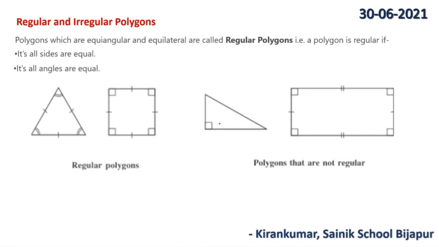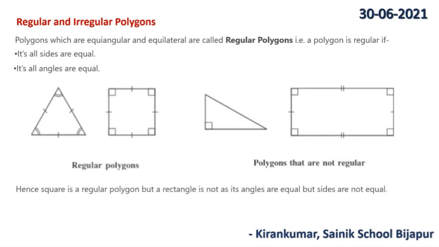Here is an isosceles triangle, this is an isosceles right angle triangle, the sides are not equal and the angles are also not equal. Here 90 degrees is the larger angle, the other two angles are acute. In this figure, the rectangle is also not regular. Though the angles are equal, the sides are not equal. A square is a regular polygon, but a rectangle is not, as its angles are equal but the sides are not equal. This you must remember.